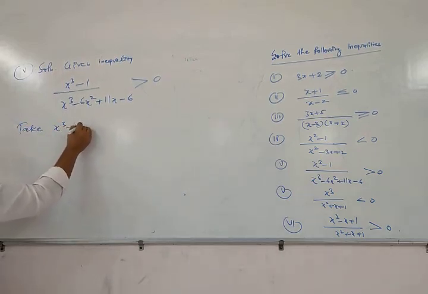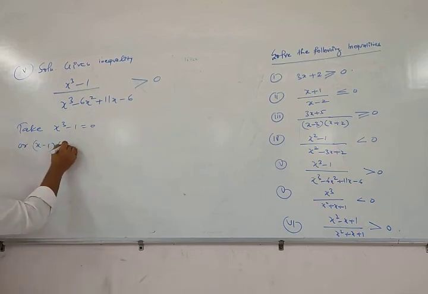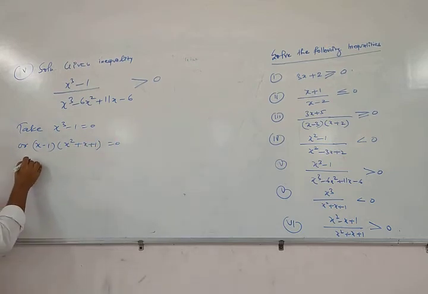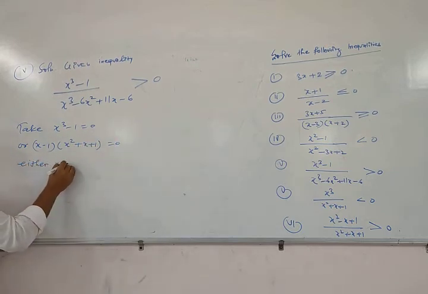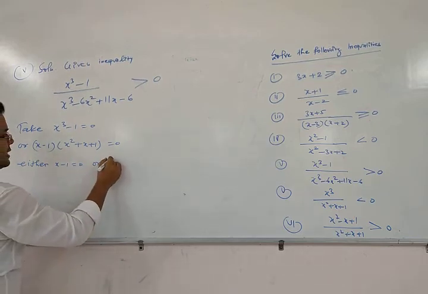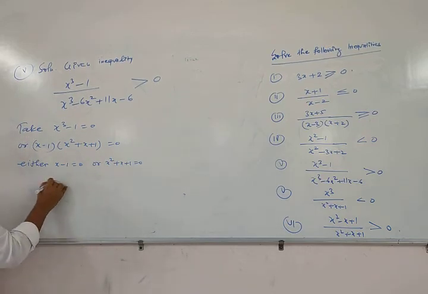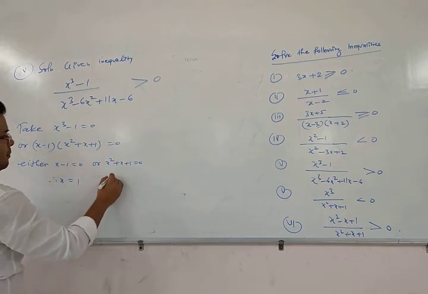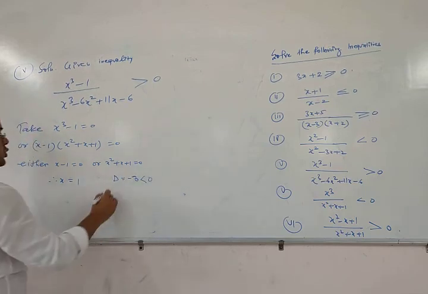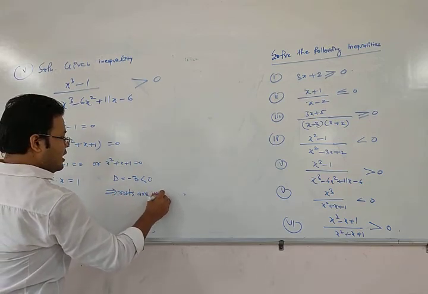Take x cube minus 1 is equal to 0 and (x minus 1) into (x square plus x plus 1) is equal to 0. Either x minus 1 is equal to 0 or x square plus x plus 1 is equal to 0. Here we get x is equal to 1, but here D is minus 3, which is negative, so roots are imaginary.